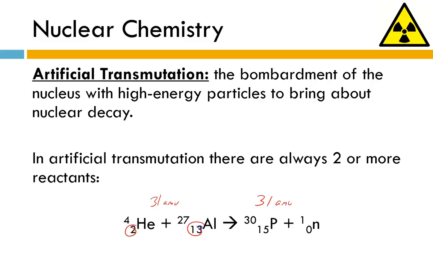So in this case, we look at the total number of protons. I got 2 plus 13 gives me 15 protons, or a charge of plus 15. I've got 15 plus 0, so that's going to give me 15 or plus 15 again. So this is a completely balanced equation.